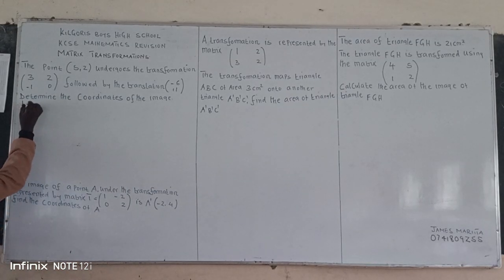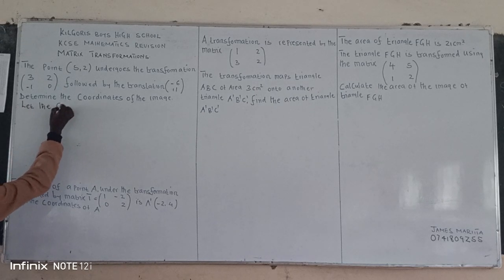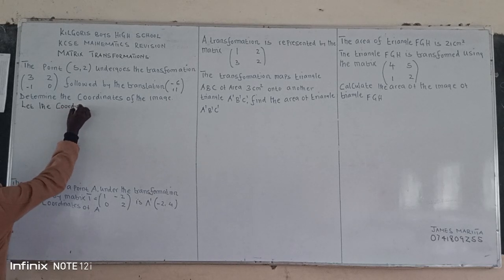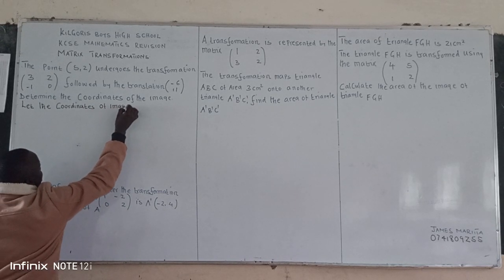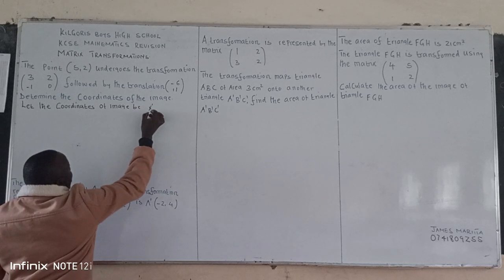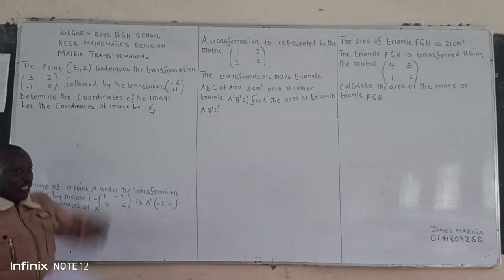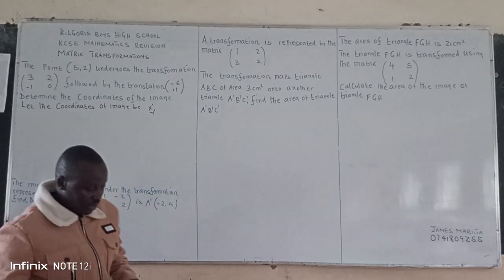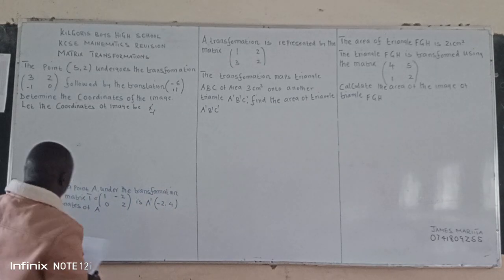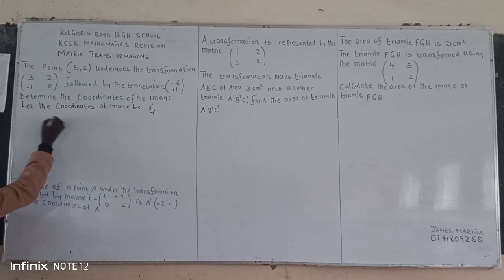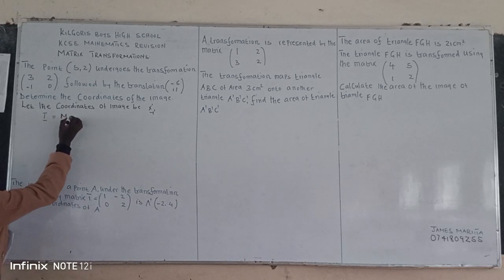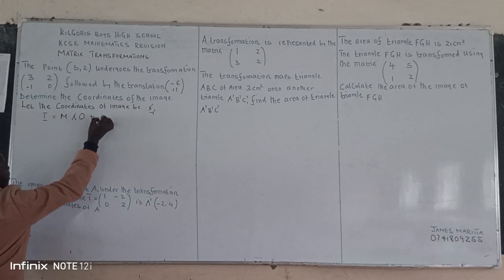So to get the coordinates of the image here, let the coordinates of the image P be x' and y'. Then we can use this formula: the coordinates of the image is equal to the matrix of transformation multiplied by the coordinates of the object, plus the translation vector.